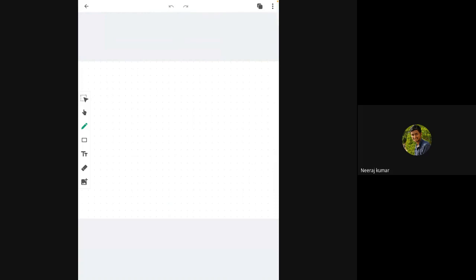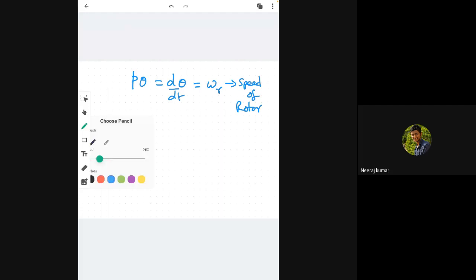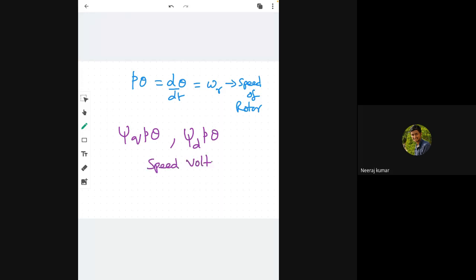P theta is equal to d by dt of theta, that is equal to omega R, speed of the rotor. And psi q P theta and psi d P theta are speed voltages, due to flux change in space.